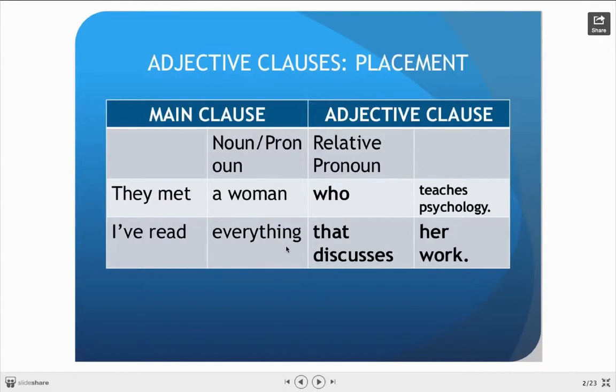I've read everything that discusses her work. Here's your adjective clause that goes after everything, tells me more about everything.